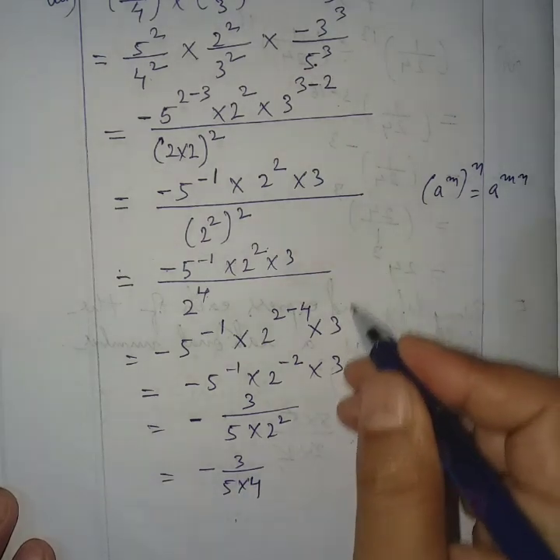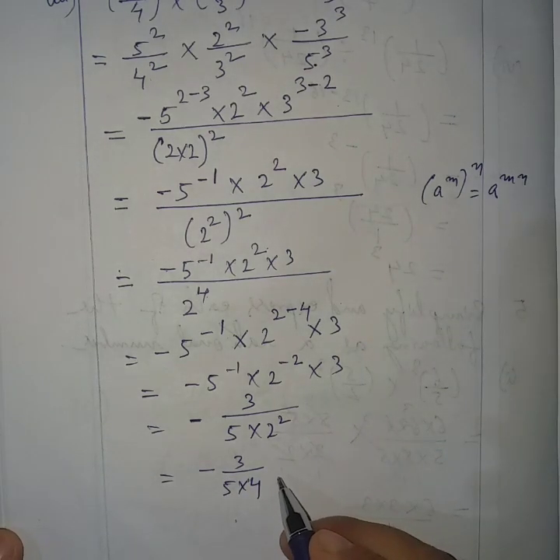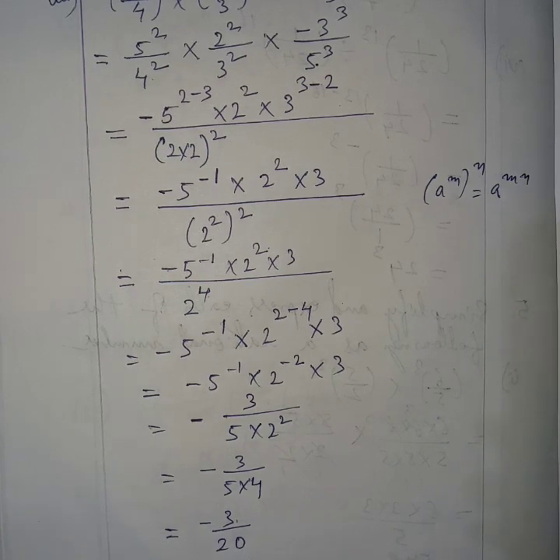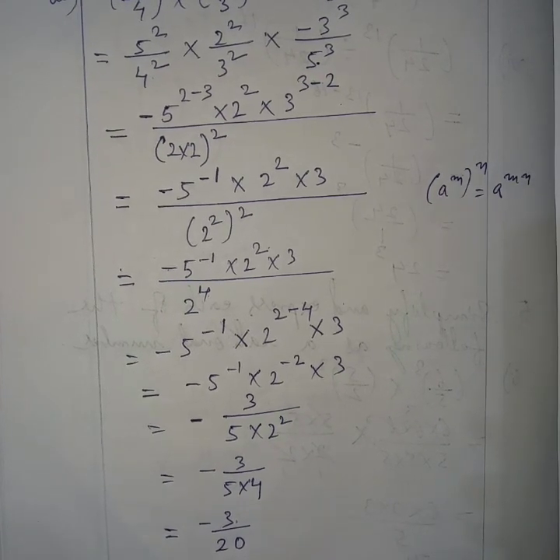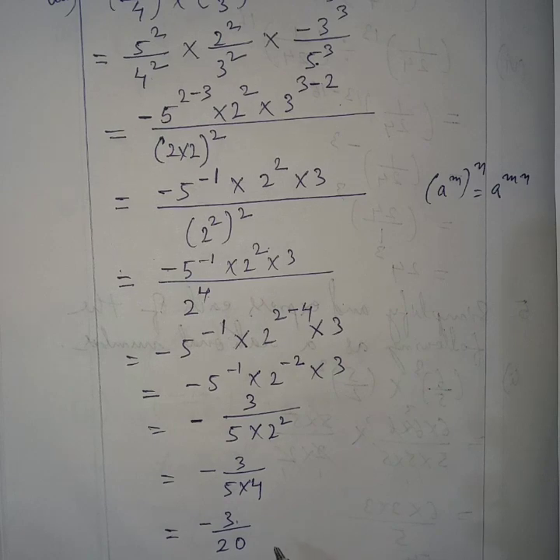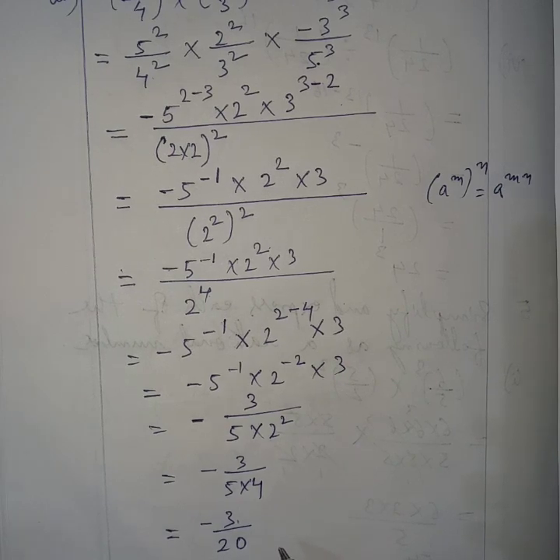All the steps I have shown you here, so you can revise to understand properly. Minus 3, 5 fours are 20. So this is the rational number. Further we cannot go for any calculations, so here we stop. This is the rational number that we have found. Now next is question number 4.